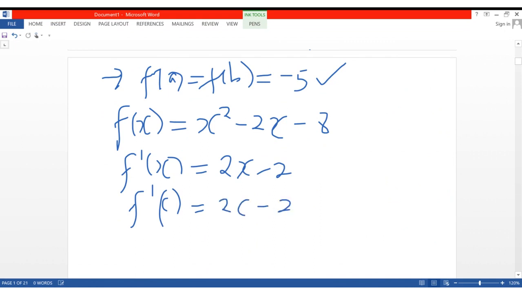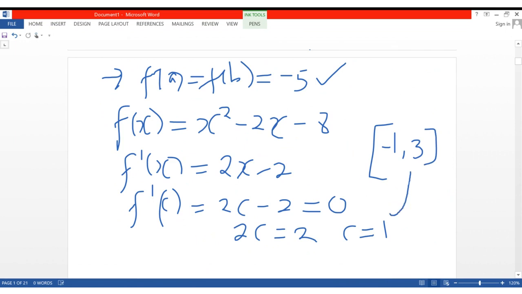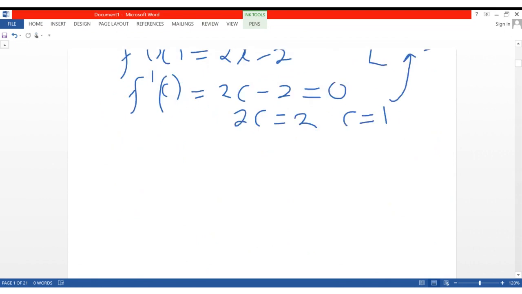And we say there exists a c such that f prime of c is equal to 0. So I'll solve for this one. 2c has to be the same as 2, and c is equal to 1. If you check the interval that we are given, you can see the value 1 is strictly in between negative 1 and 3. It is strictly in between, so it obeys Rolle's theorem.